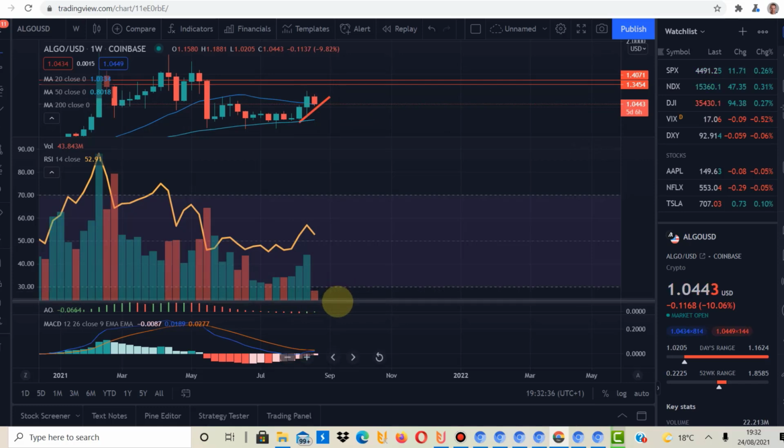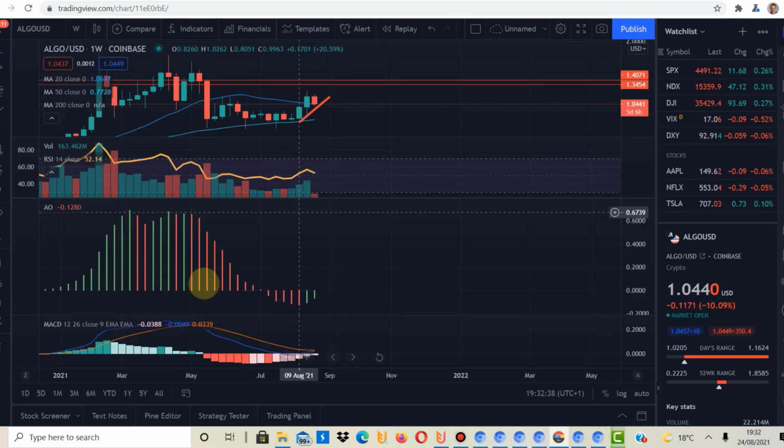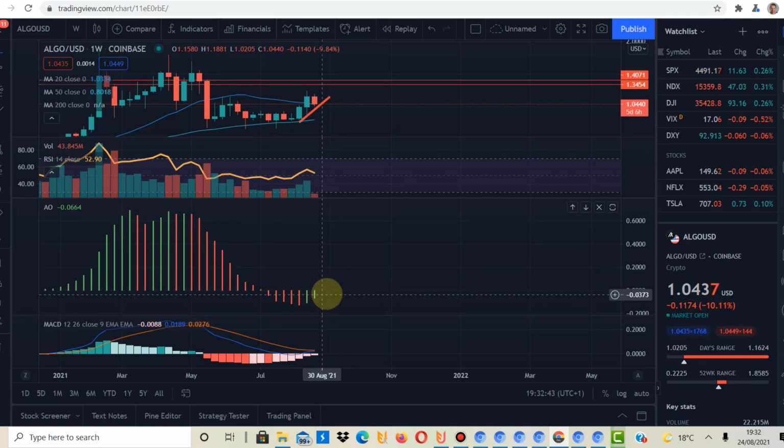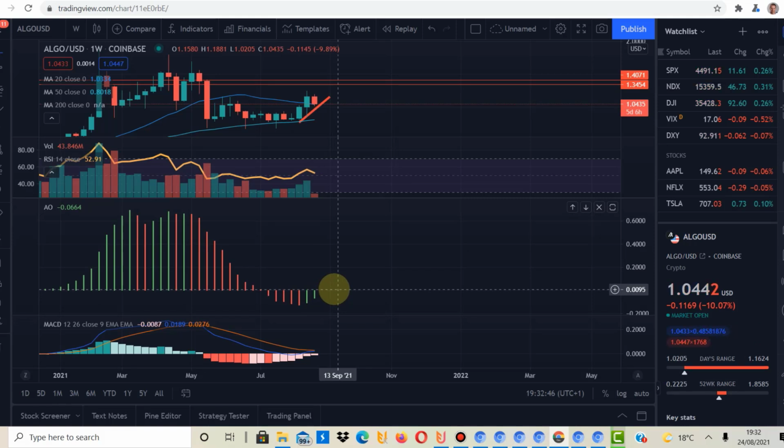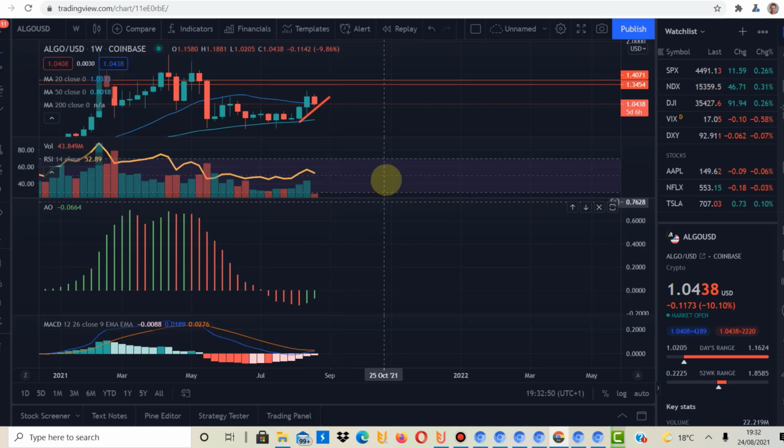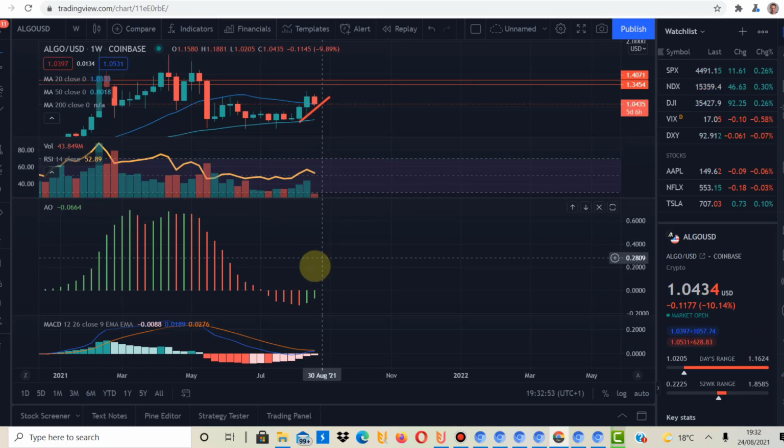Let's take a look at the awesome oscillator, which looks really good because we're just about to move above the zero line, maybe another week or another couple of weeks. And if it carries on like that, we should move above the zero line, which many people see as a buy signal. And together with moving averages, it has always worked really well for me.